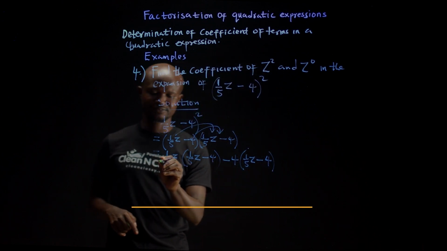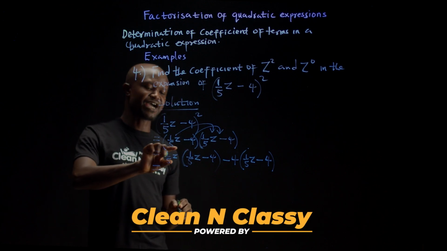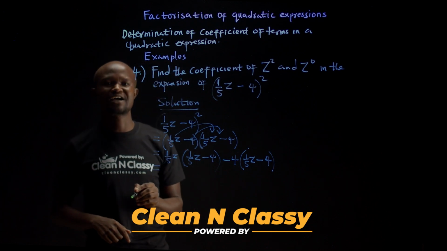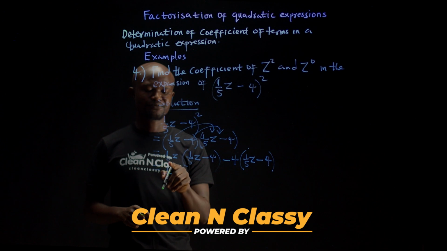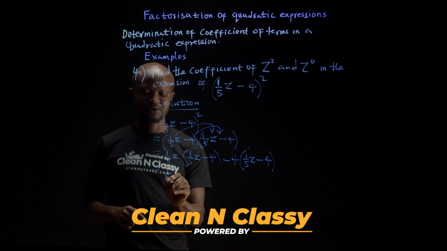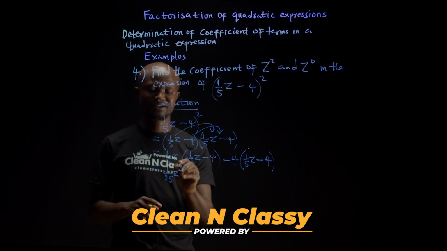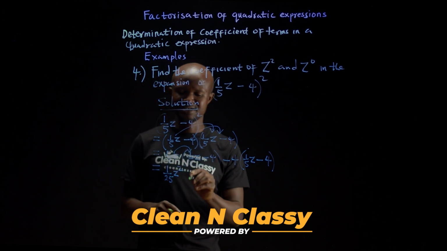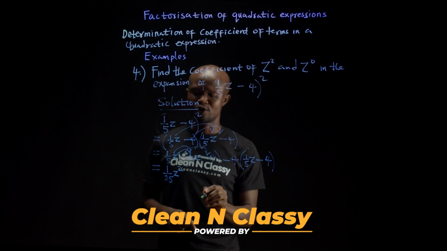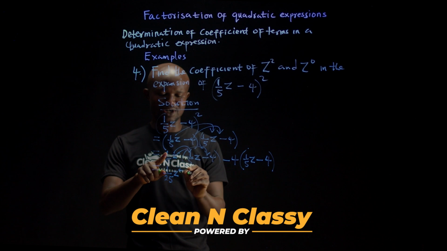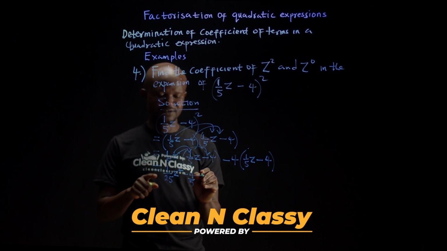So what do we have? This is equal to 1 over 5 times 1 over 5. That is 1 times 1, that is 1. 5 times 5, 25. 1 over 25, and z times z, z squared. We use this to multiply this. Now we use 1 over 5z also to multiply minus 4. That's minus 4 times 1. So we have minus 4 over 5z.